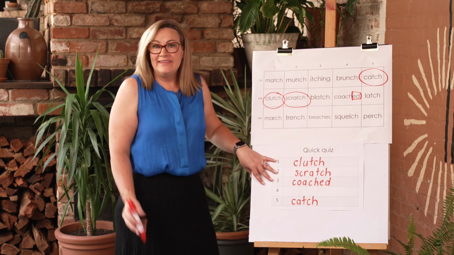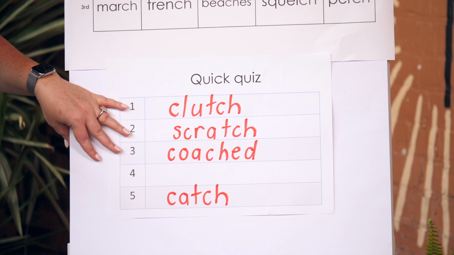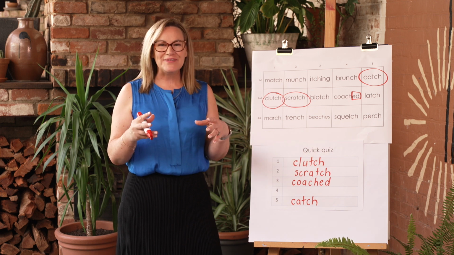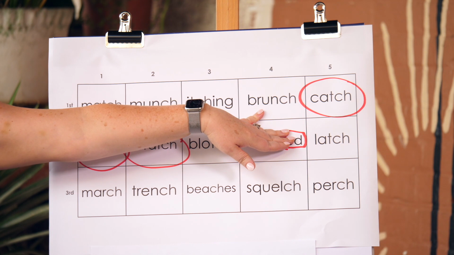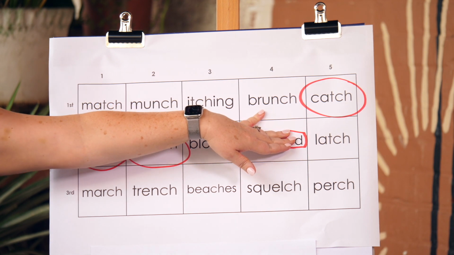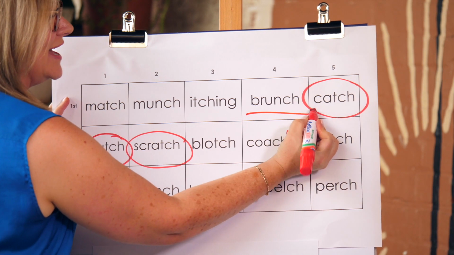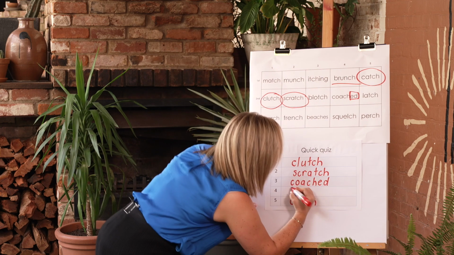What have I done? Missed one. What was the one I've missed? It was that smushing together of breakfast and lunch. What do we call that? Smushed together breakfast and lunch is called brunch. Let me write it down.